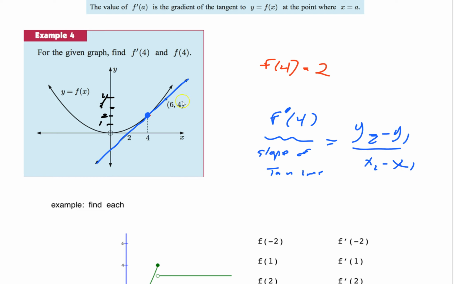I have two points. I have 6, 4, that's x1, y1. And I have this one right here, 2, 0. I could even use 4, 2 if I wanted to. So plug it in. This will be x2, y2. y2 is 0, y1 is 4, x2 is 2, and x1 is 6. I get negative 4 over negative 4, or just 1. That's the slope of that.